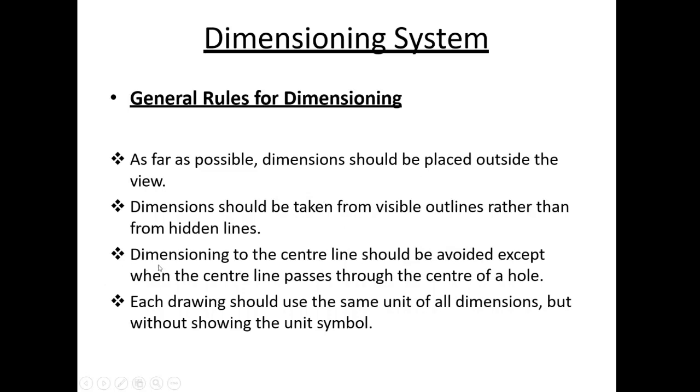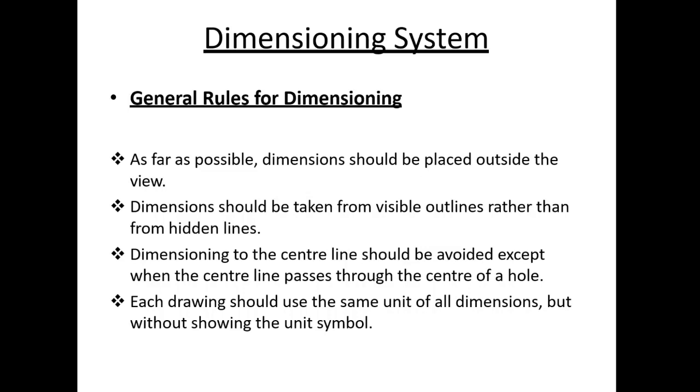The third one is that dimensioning to the center line should be avoided. But there is an exception: when the center line passes through the center of a hole, a dimension should be given. Okay. In general, if a center line is there, we should not provide a dimension to that. But when there is the center of a hole, we can give a dimension to that center line.